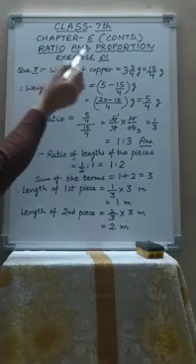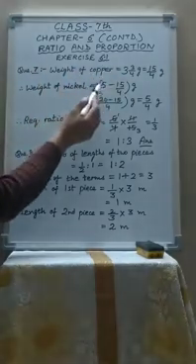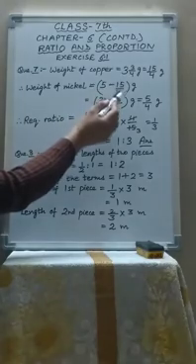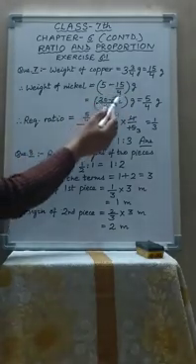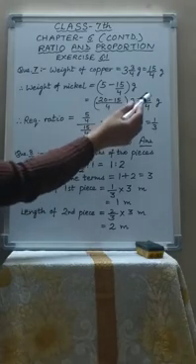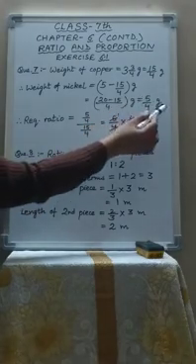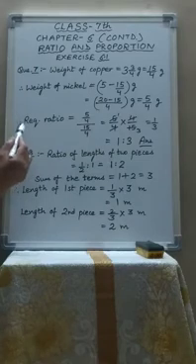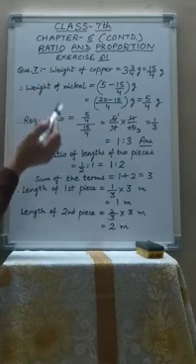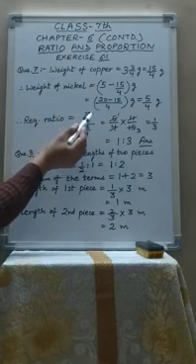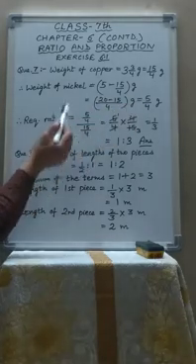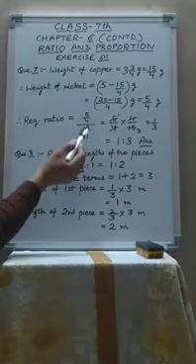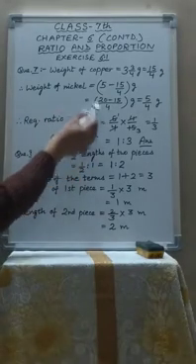So what will be the weight of the nickel? Total weight minus weight of copper. That means 5 minus 15/4 gram. So we will take LCM. It will become 20 minus 15 upon 4. That means 5/4 gram. So what will be the ratio of the nickel to copper? In the numerator you will write the weight of nickel, which is 5/4, upon the weight of copper, which is 15/4.